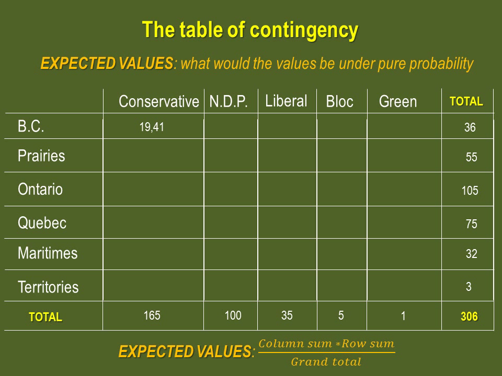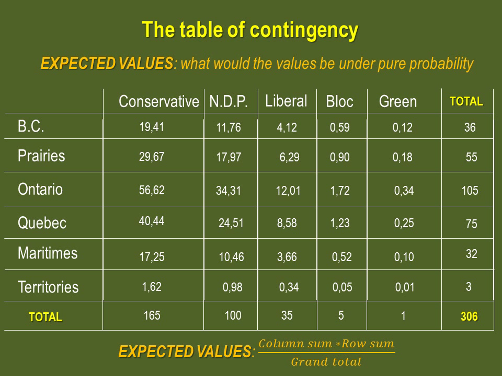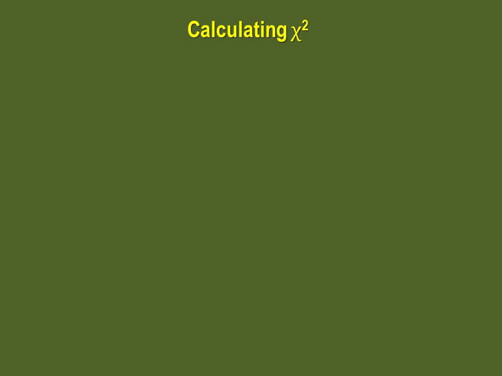So with all proportions kept, what would be the number of NDP deputies in Quebec? The column total is 100 multiplied by the row total of 75 divided by the grand total, giving us 24.51. Now here is the entire table of expected values if you were to obtain the same totals under pure probability. We now have everything we need to calculate the chi-square statistic for this given situation.